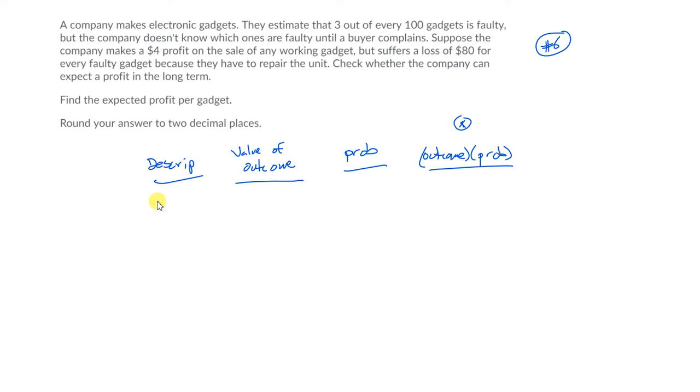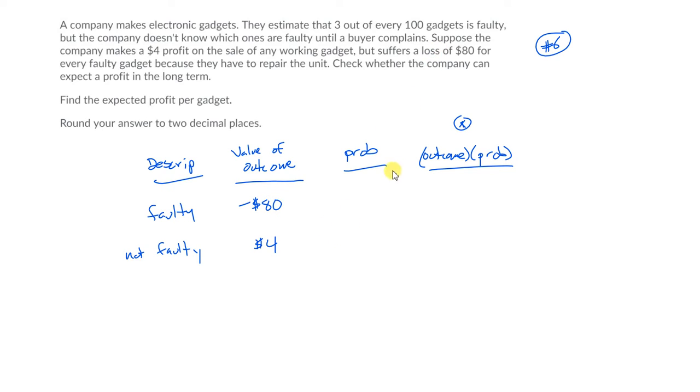Okay, so my first possibility would be that you have a faulty item. The other possibility is it's not faulty. Okay, so now if you do get a faulty gadget, what happens? If it's not faulty, if it's working, you make a $4 profit. So the value is going to be $4. Okay. What if you have a faulty item? You lose $80 for a faulty gadget. Okay, so minus 80.